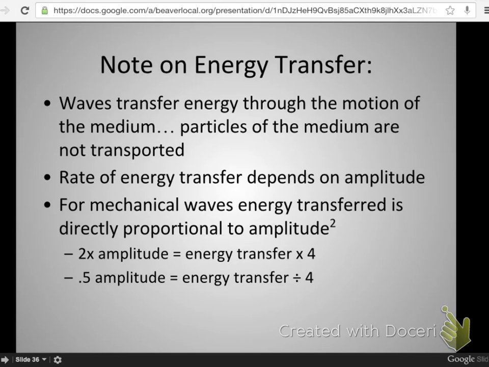We know that waves are a disturbance in a medium, yes? They transfer energy. They don't transfer matter, they transfer energy.